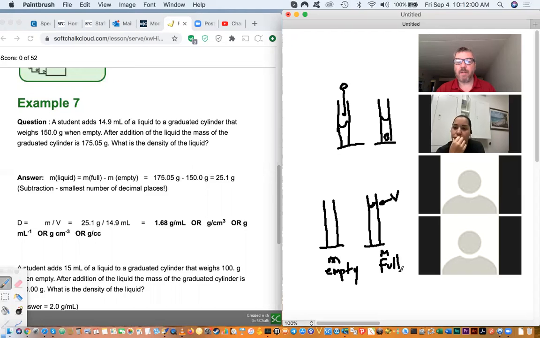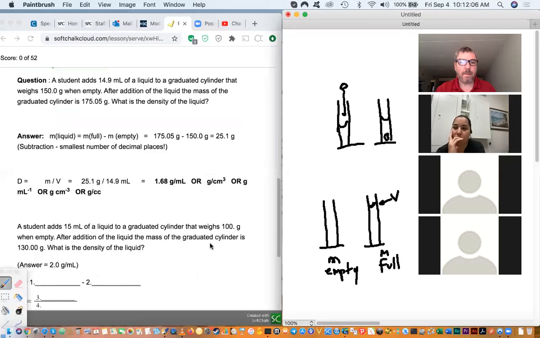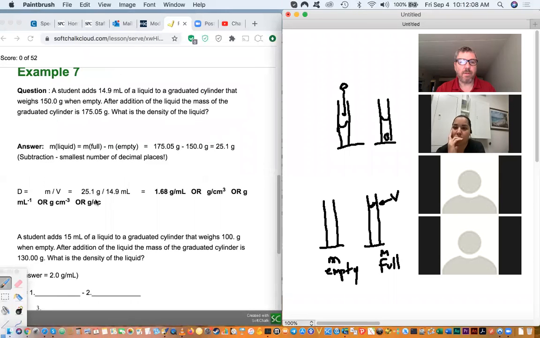So we can get the mass of the liquid by subtracting, again, the full and the empty. So the empty from the full, obviously. So it looks like this. We've got 14.9 mils of liquid, 150.0 grams, and 175.05 grams. So we do the subtraction here, the full minus the empty, we come up with 25.1.